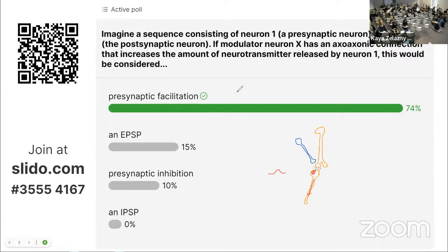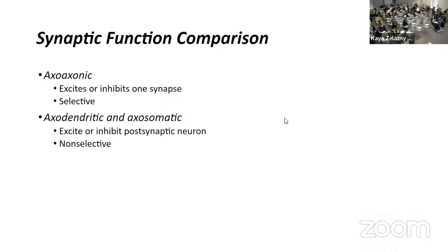Okay. So the facilitation still means more, but instead of talking about more voltage in the postsynaptic cell, we're talking about more neurotransmitter from the presynaptic cell. This is just a redefinition of those connections.